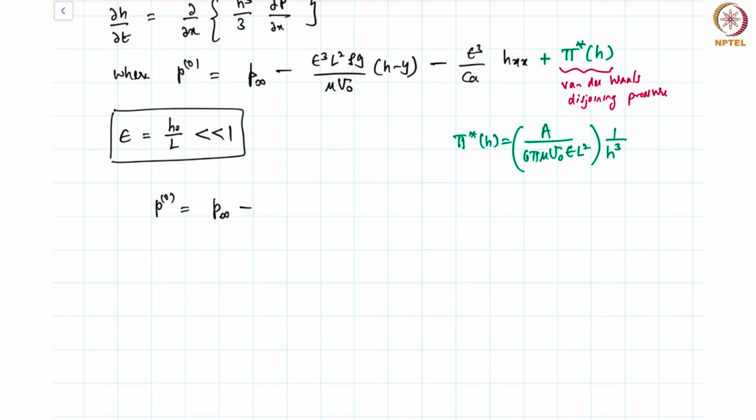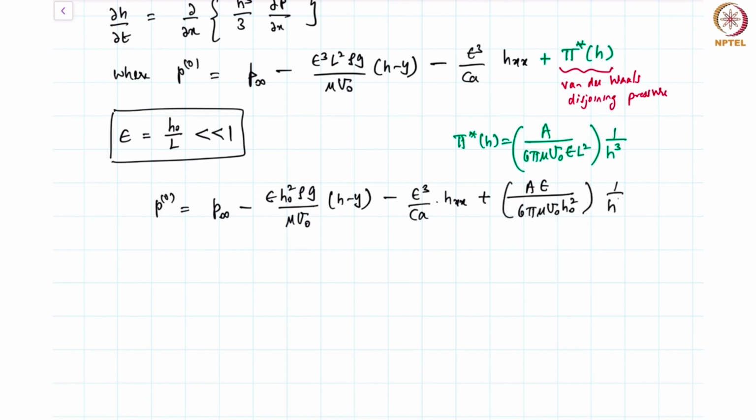So essentially what we get now is epsilon H naught square rho G by mu U naught times H minus Y. Then we have epsilon cube by capillary times Hxx. And finally we have the van der Waals term, which is A epsilon by 6 by mu U naught H naught square by 1 by H cube.